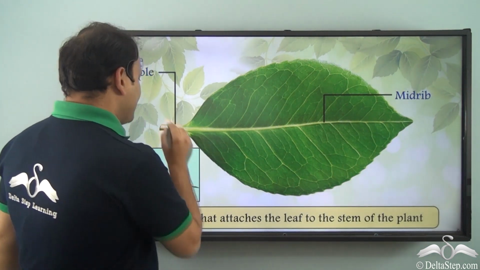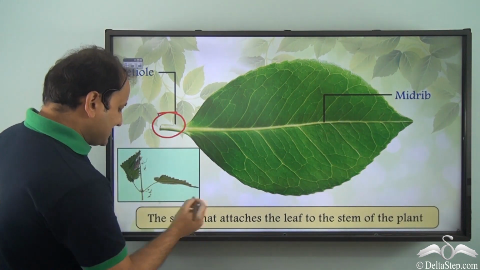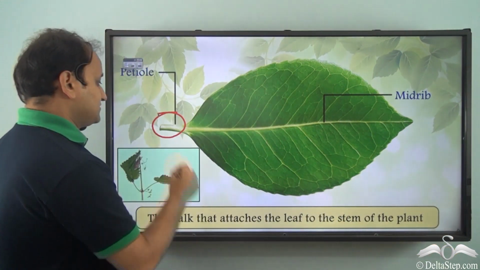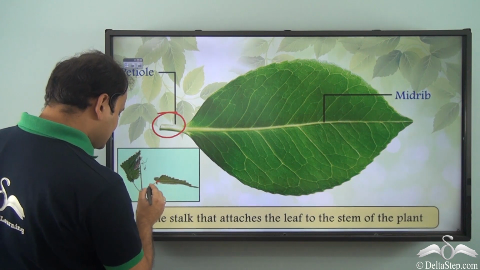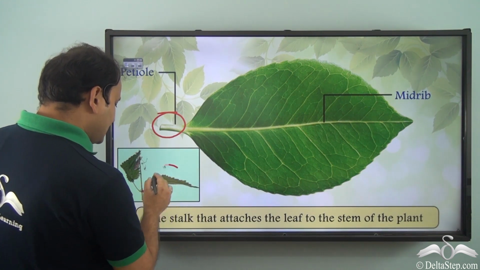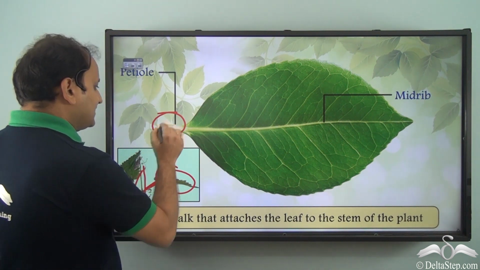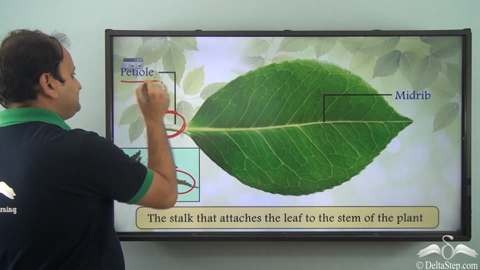Now we also have petiole. So this stalk that attaches the leaf to the stem of the plant. So you can clearly see that the stalk that attaches leaf to the stem. So this part here is petiole.